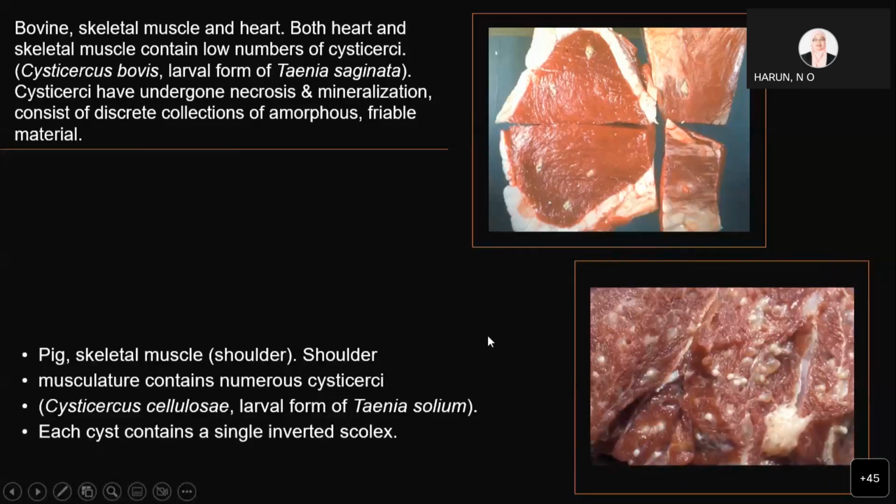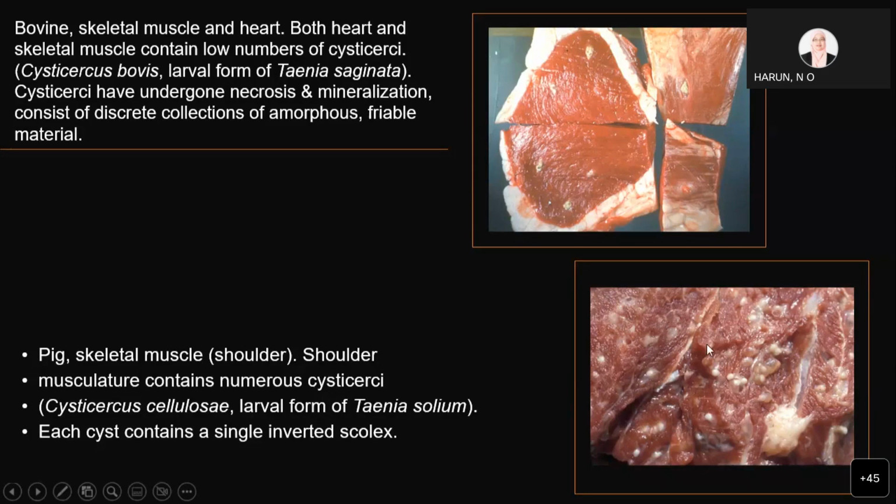Okay, the bovine, as you can see right here, the skeletal muscle dan juga heart, both heart dan juga skeletal muscle contain low numbers of cysticercosis. Okay, very low number. Nampak ni? Yang putih ni, spotted dalam muscle. Okay, this one and this one, this one. Tetapi, ini for Taenia saginata yang beef tapeworm tadi tu.